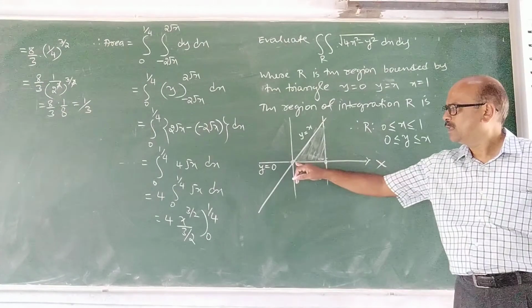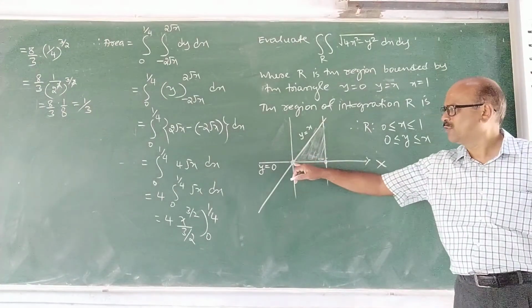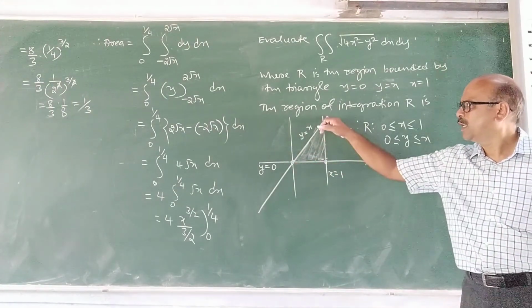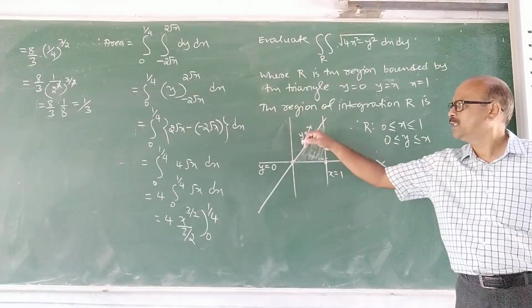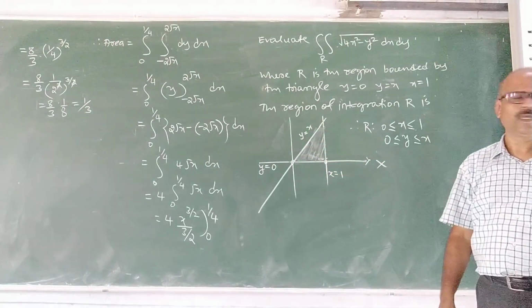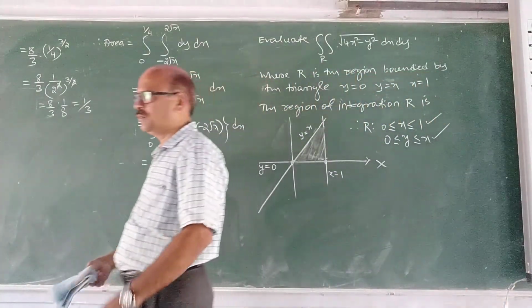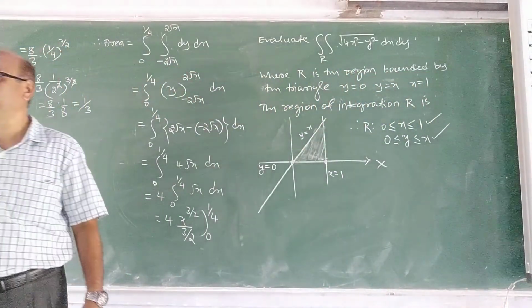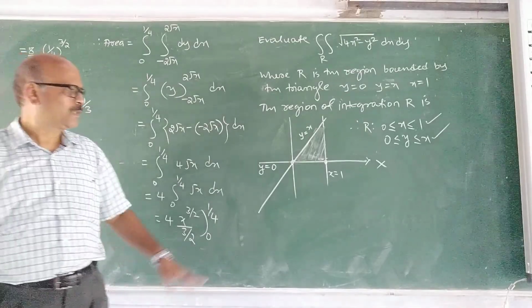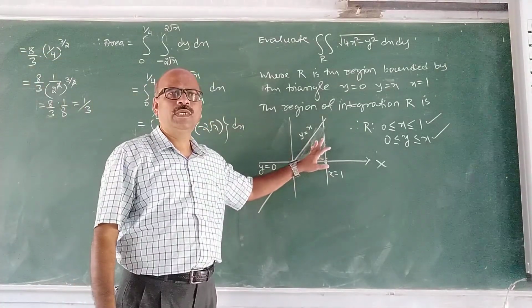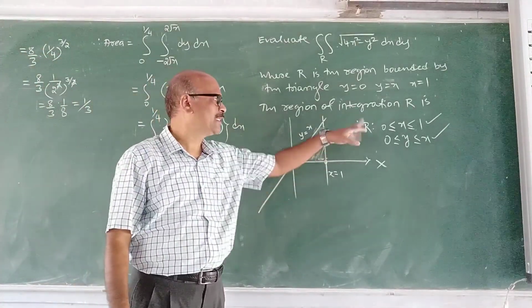For y, two boundaries are there. What is that? One is 0, another is this. What is this? Its equation is y is equal to x. So this is the reason of integration. Any doubts here? You have to express this region in terms of inequalities satisfied by x and y.